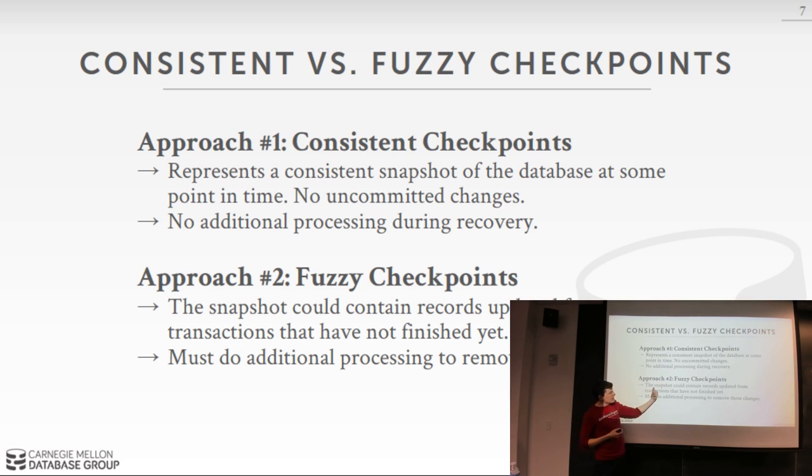That's why in the case of Aries, they have to do multiple passes over the log, because they have to deal with the fact that they have a fuzzy checkpoint. To make this work, you have to record some extra information in the log of when the checkpoint starts and when the checkpoint finishes. If you're a disk-based system, you keep track of the dirty pages and the actively running transactions, and you can use that as a guide to figure out what was going on in the system while you were taking the checkpoint.